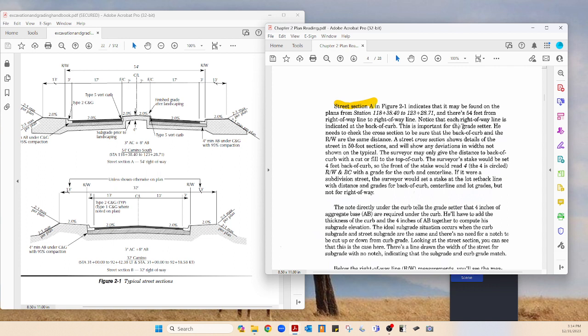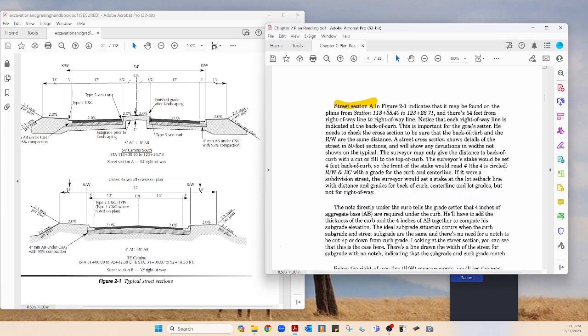Let's find street section A in figure 2-1. That's right here. It indicates that it may be found on the plans at station 118+38.40 to 123+28.71. And that's where you can find it, and that's where it's good for. Again, that's 490 feet, I think. And there's 54 feet from right-of-way line to right-of-way line. That's talked about there, and it's talked about right here.